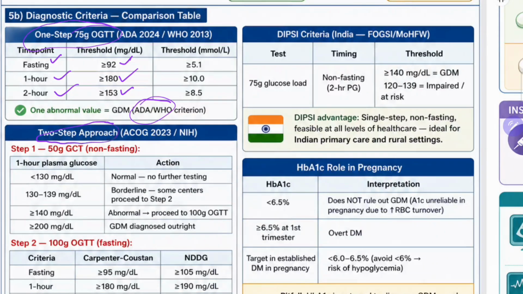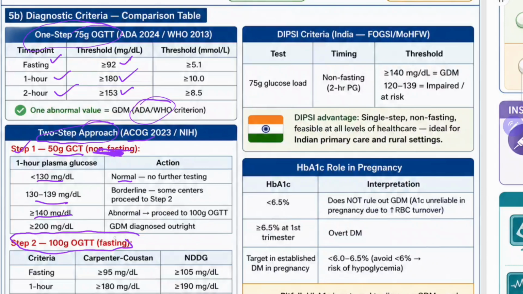The two-step approach is suggested by the ACOG. In step one, you will give a 50 gram glucose challenge test. You will give a non-fasting patient 50 gram of glucose, and check at 1 hour. If the plasma value is less than 130, normal, no further testing is required. If it is 130 to 140, then proceed to step 2, meaning you should perform a 100 gram OGTT.